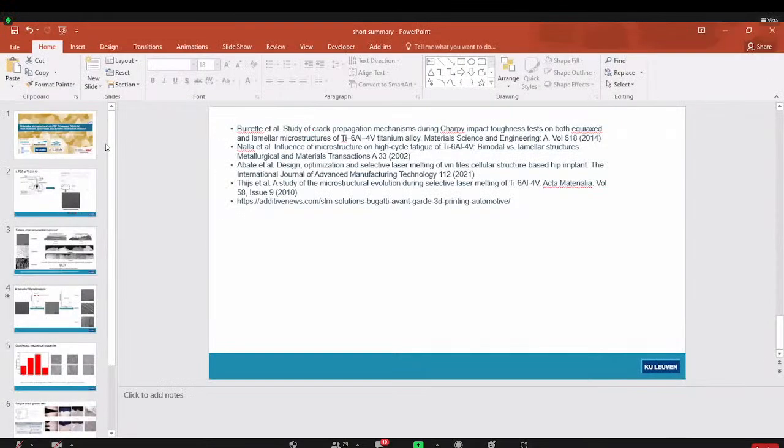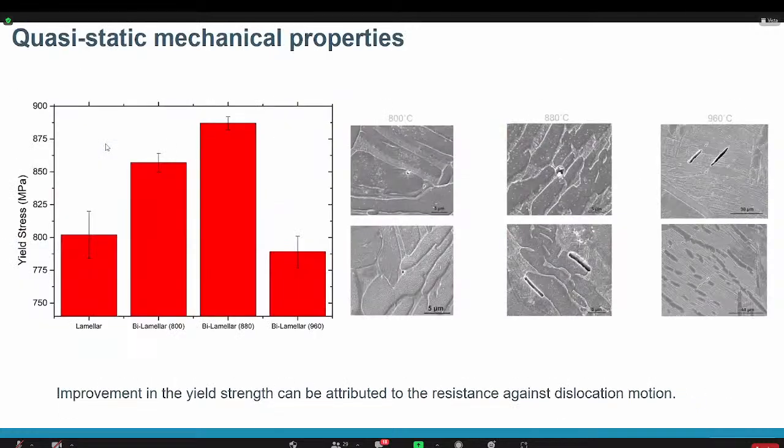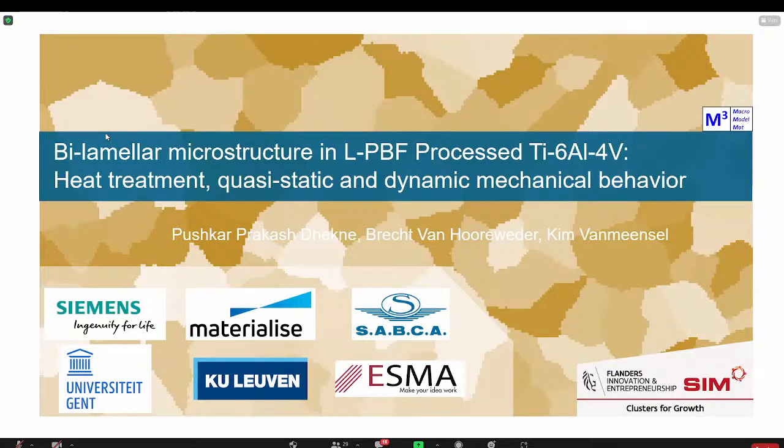Yeah, I can start with a short summary. Thank you very much. So today I will talk about the formation of bilamellar microstructure in LPBF-processed Ti64 and its effect on the quasi-static and dynamic mechanical behavior.